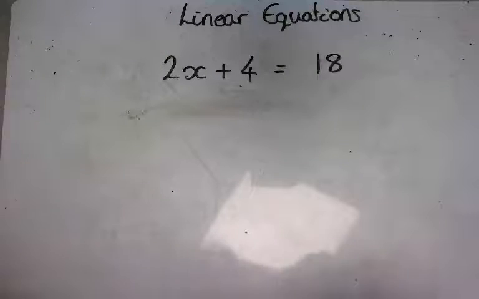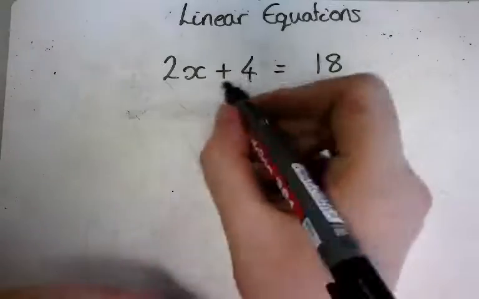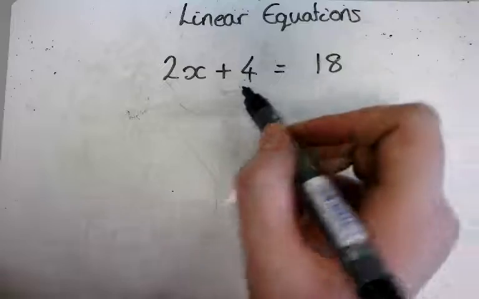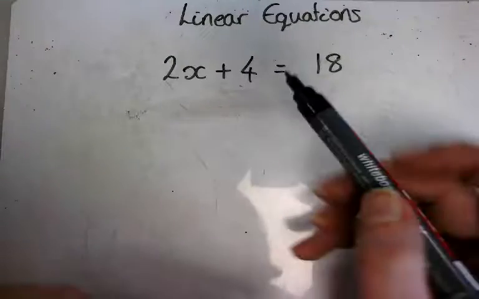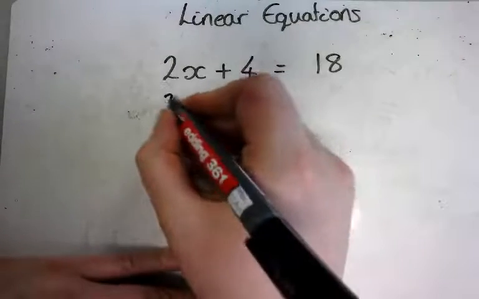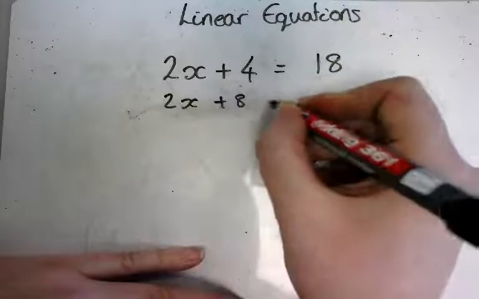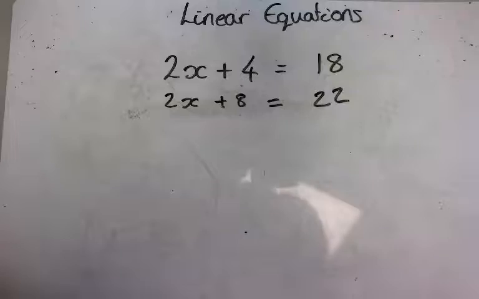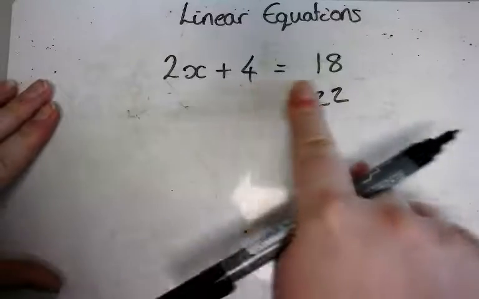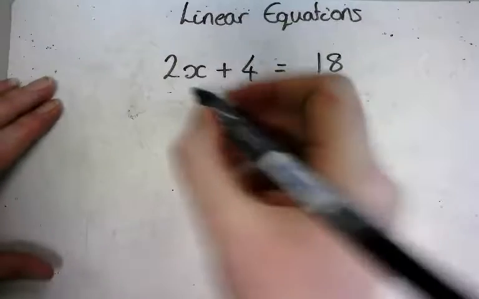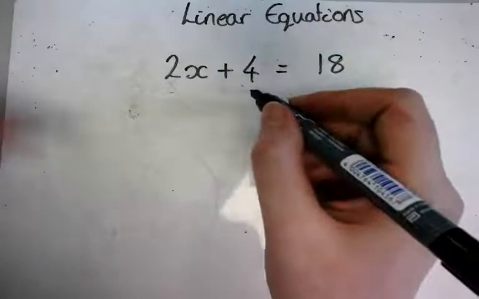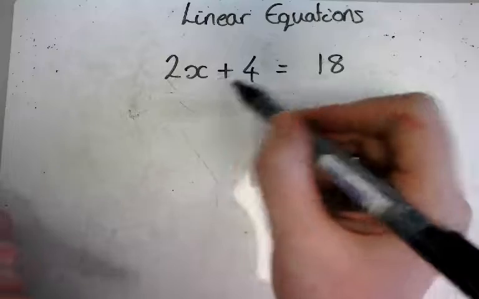A lot of things go wrong when we see a plus 4 here, so we decide to add 4 to both sides. Actually, if we add 4 to both sides, that's not going to help anything. All we're going to end up with is 2x plus 8 is equal to 22. Whilst that's not untrue, it's not particularly helpful in solving the equation. So what we need to do is make sure that we are taking away 4. Remember, taking away 4 is the inverse of adding 4.